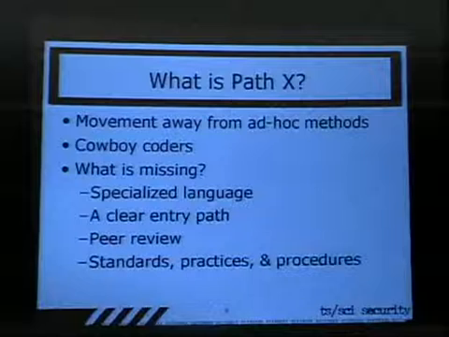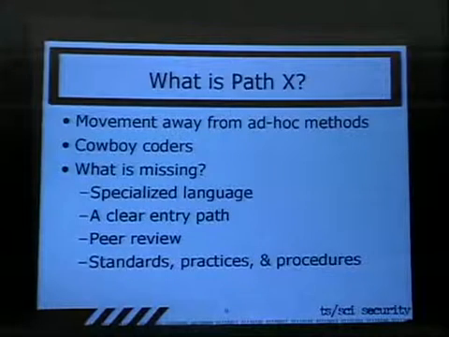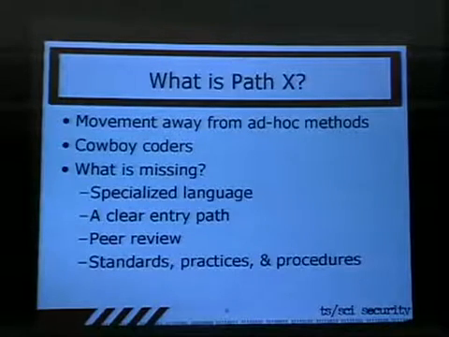There's no clear peer review either. We have a few journals like Uninformed Journal, Codebreakers Journal, a few things like that, but it's not really clearly defined like it is in medical or law research. And then there are standards, practices, and procedures. We haven't done a lot of work with that yet either. In medicine, you say a medical practice or a medical procedure, and people know what you're talking about. If you say a procedure for security testing, there really is none. It's all just ad hoc right now.